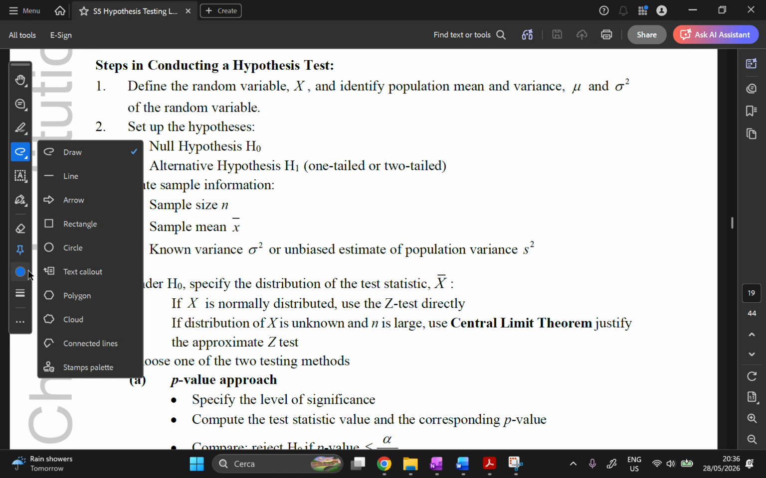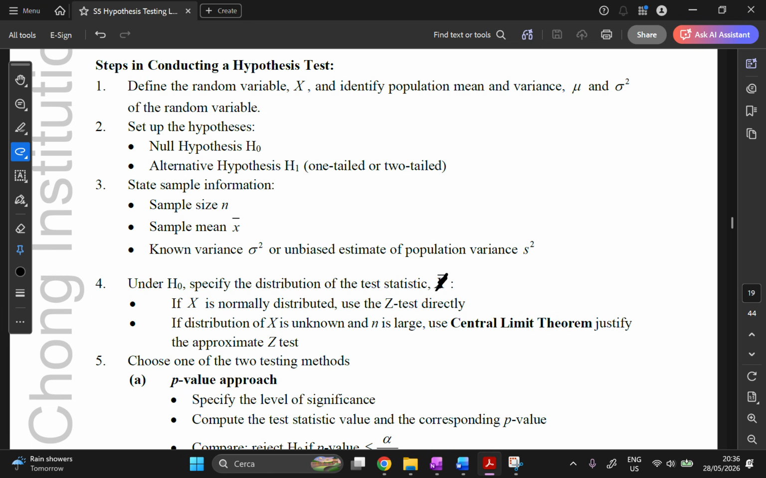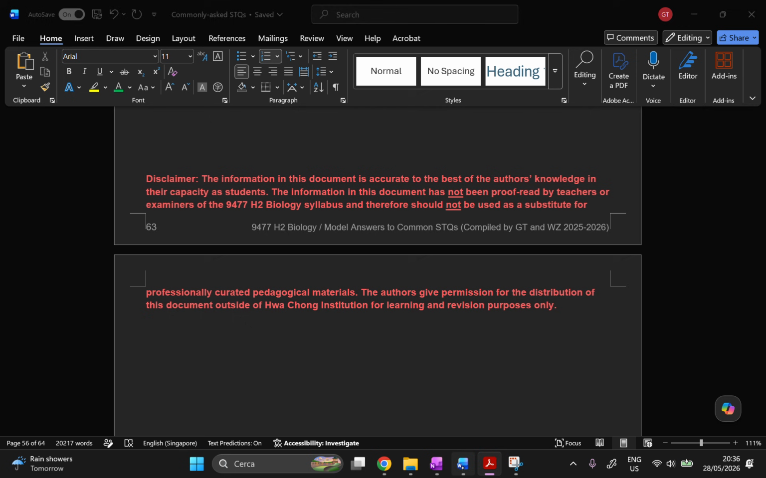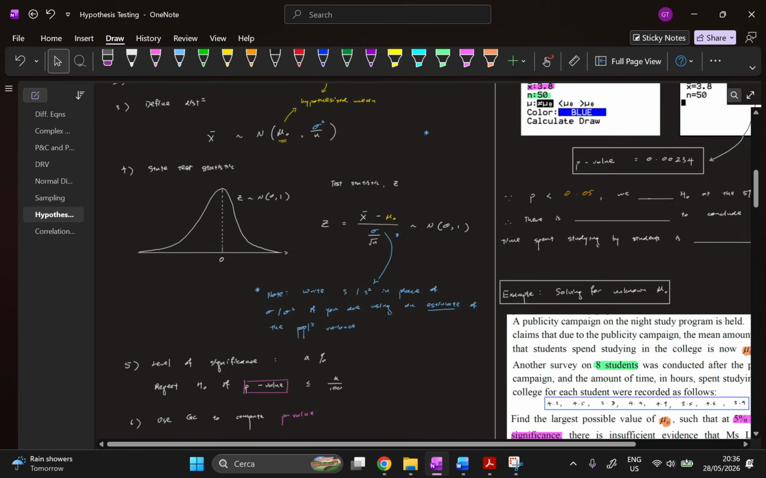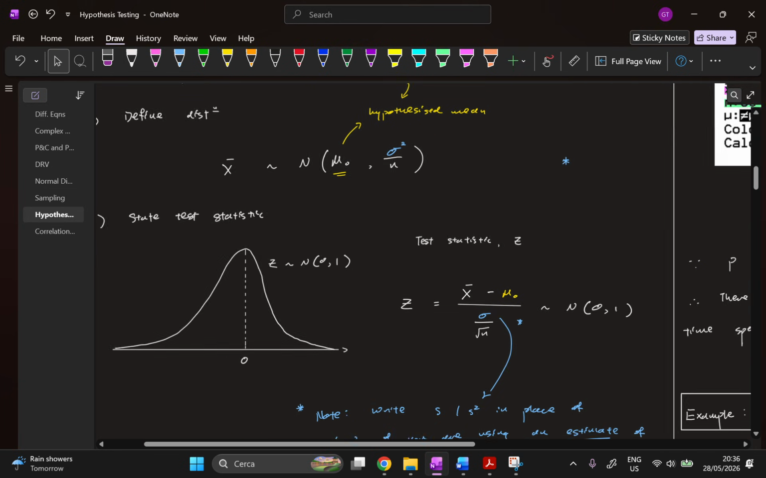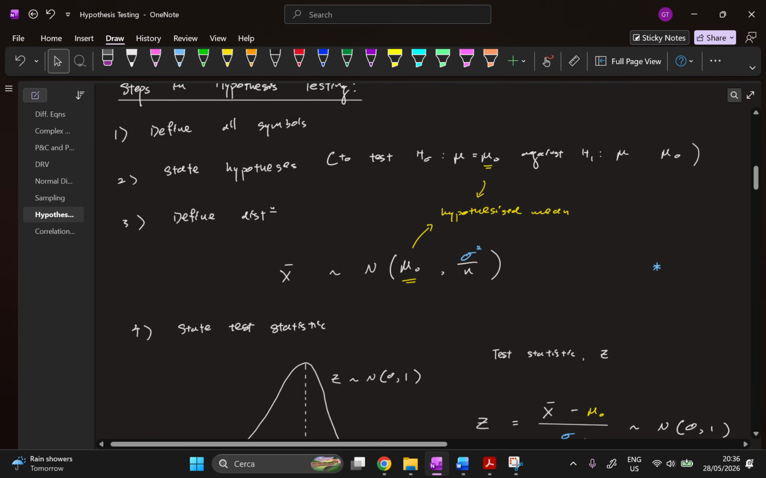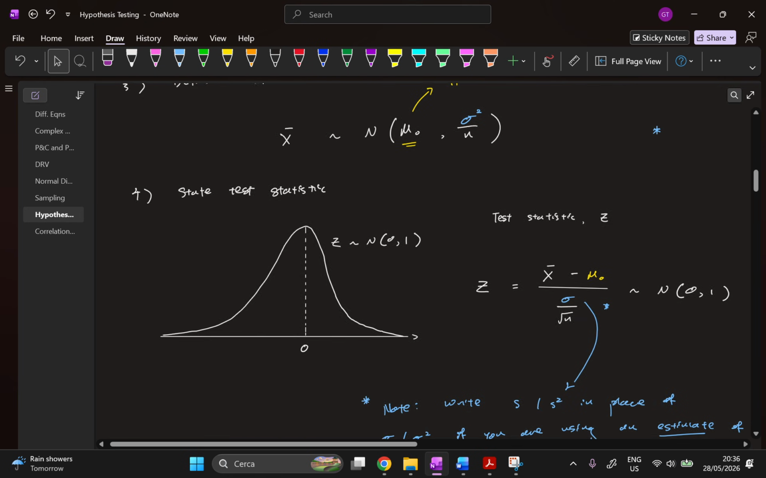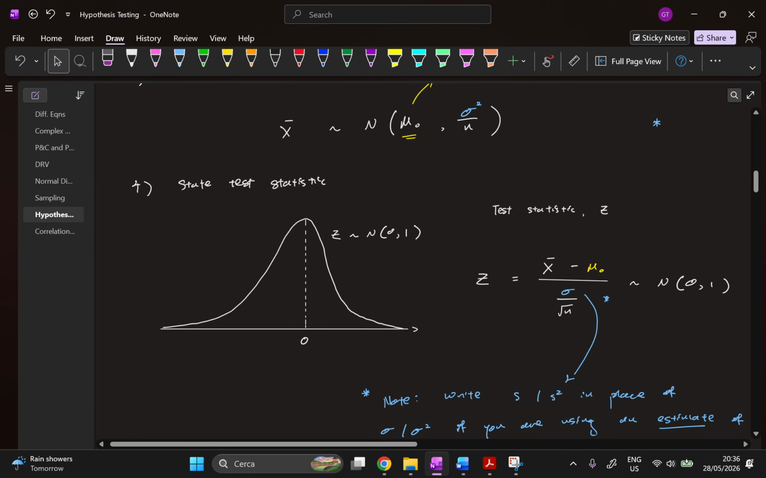I don't know why this says test statistic X. The test statistic should be Z, where Z follows your standard normal distribution, N(0, 1), and is also equal to that very complicated looking expression here. Please note that you have to define your X bar distribution, your sample mean distribution, before you define your test statistic Z, because this symbol X bar appears in your formula for Z. If you don't define this X bar, then the reader will not know what you're referring to in this expression. So please go back to this part of your notes.